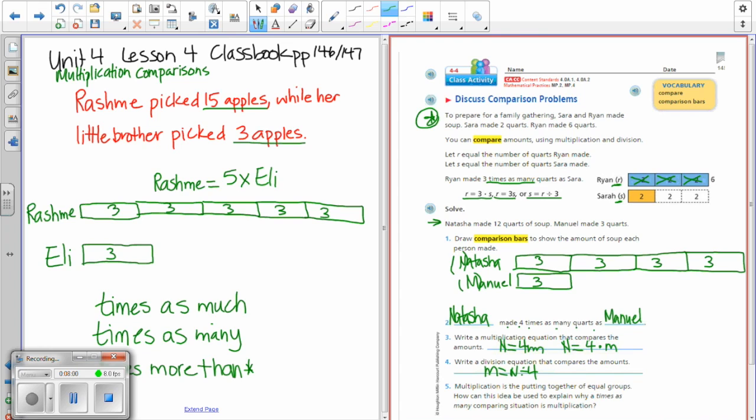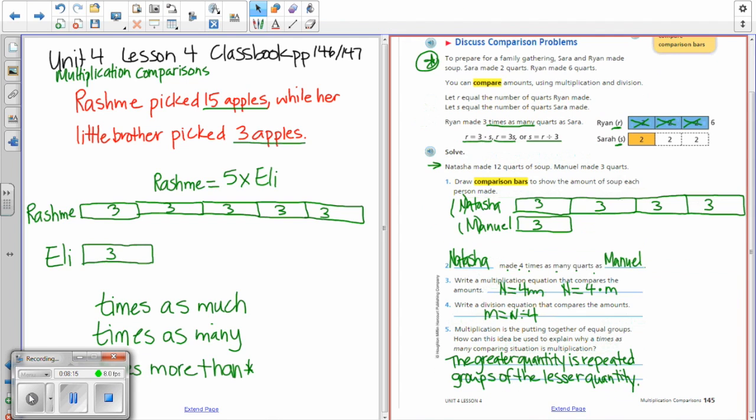Multiplication is the putting together of equal groups. How can this idea be used to explain why a times as many comparing situation is multiplication? I'm going to have you pause right here and think about it and jot down an idea. So hopefully you had some time to think about it, but you had 3 examples to look at: Rashmi's example, Ryan and Sarah's example, and Natasha and Manuel's example. How can this idea that multiplication is the putting together of equal groups, so it's the 3 four times, the 2 three times, the 3 five times.